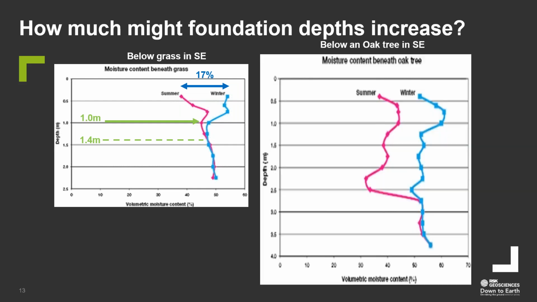If you then look at the impact of a tree being nearby, if you've got an oak tree on that site, then you can see a significant difference in the overall behavior. At a depth around 2.3, 2.4 meters, there's a 21% volume change, which isn't much different to the 17% on the left, but it goes down to a significant depth, is the point. And you need to get down to 2.8 meters on this particular diagram to get to the point at which there's no variation in the seasonal shrinkage and swelling.